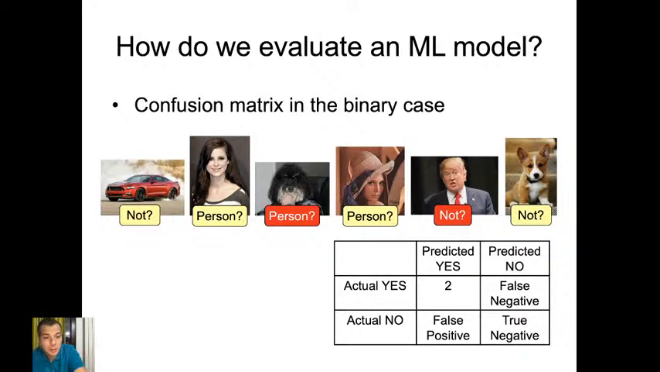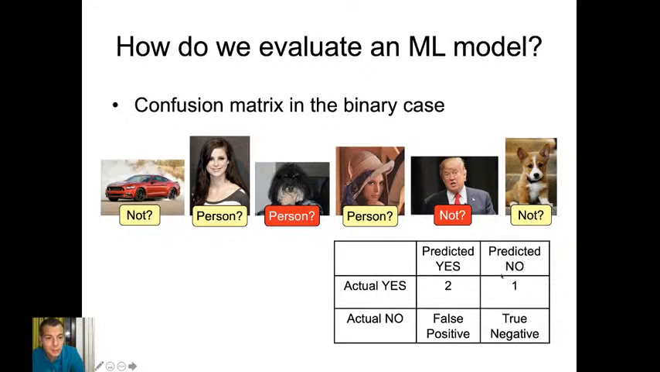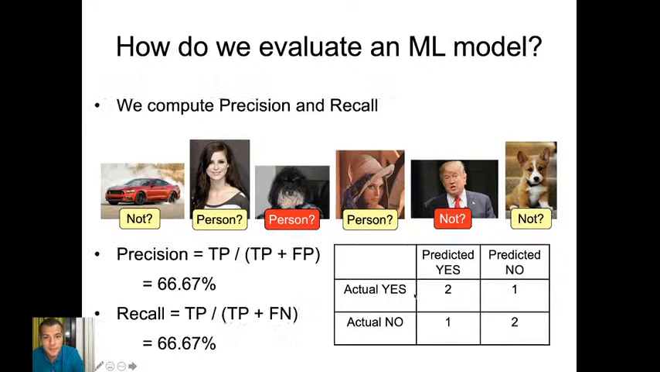Here we have the number of true positives, so how many persons are actually labeled as person. We have these two people here. Then we also have a person that is not labeled as a person, so this is labeled 1. And we also have a false positive. We have this dog that is labeled wrongly as a person, and so on. So you get the confusion matrix in the binary case.